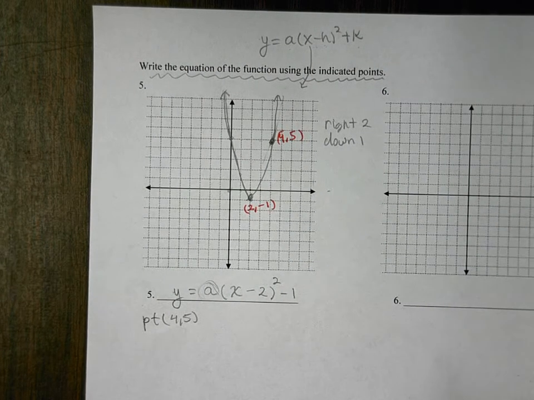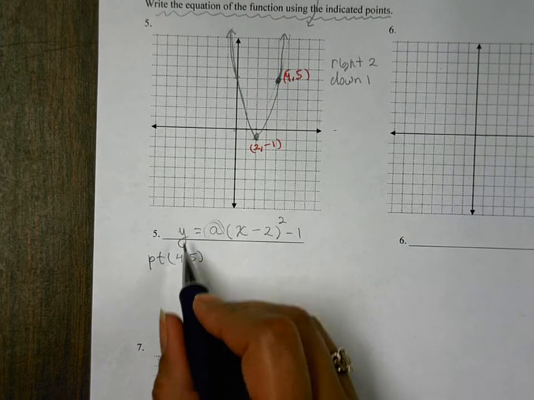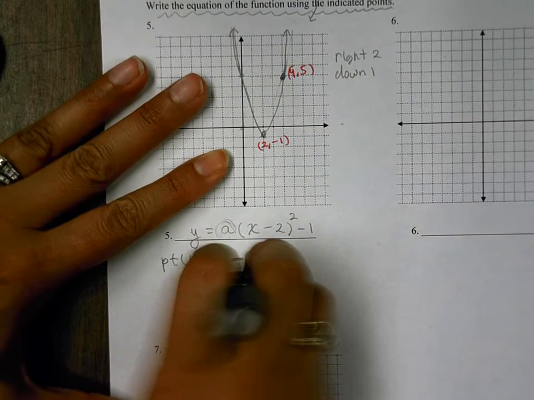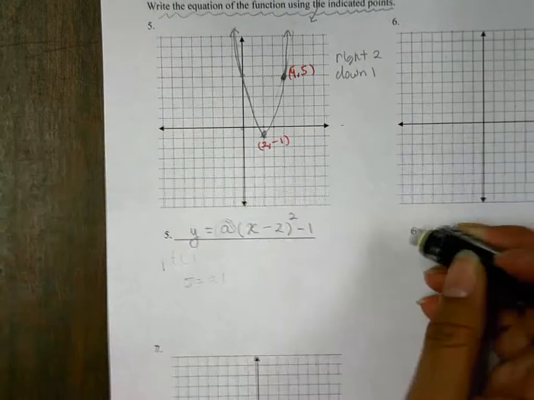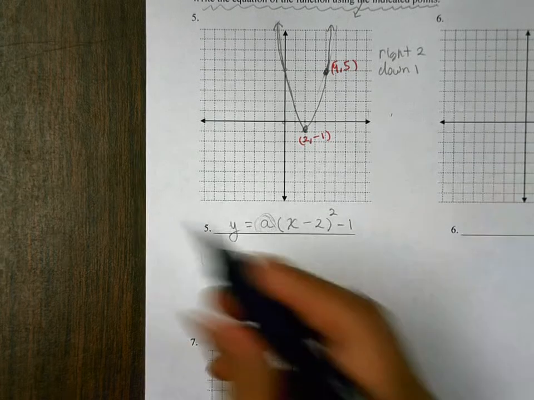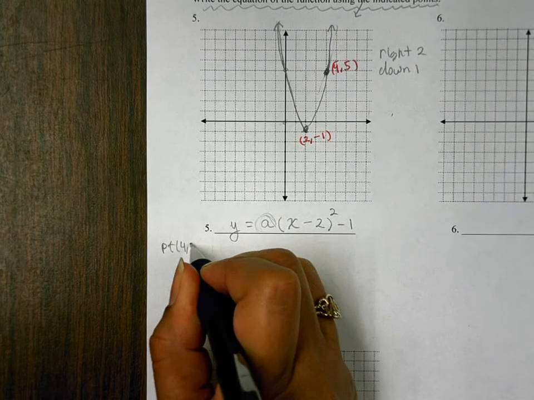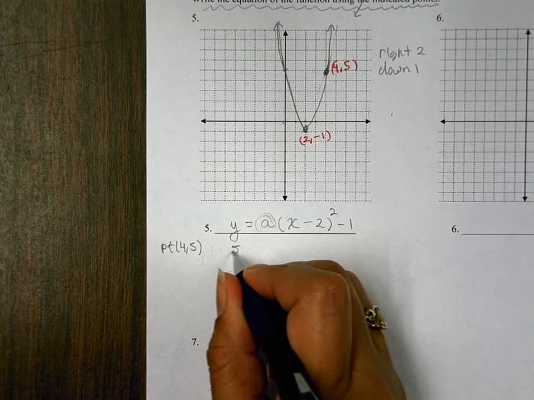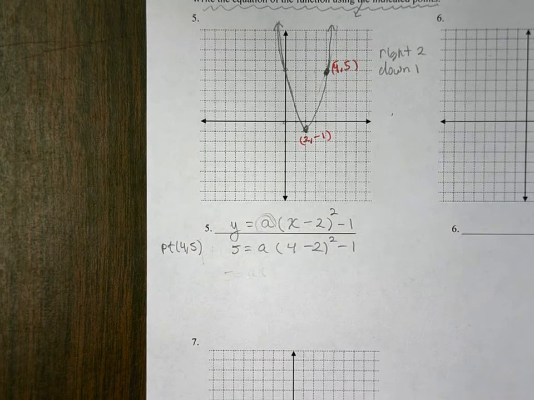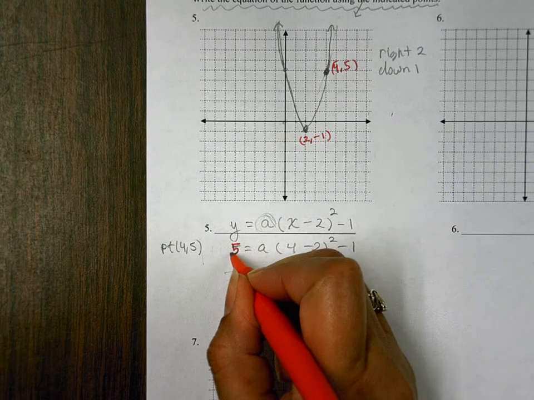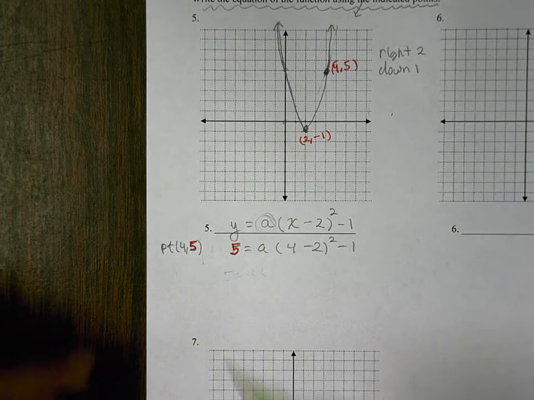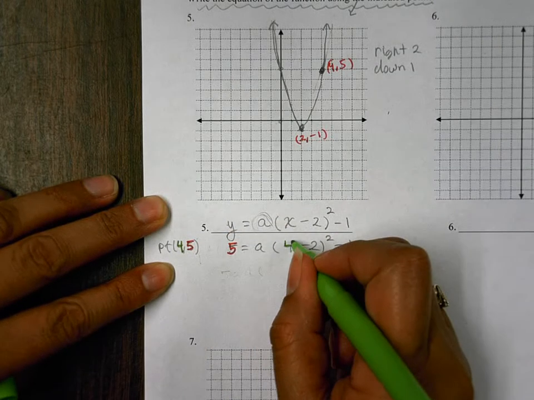And what we're going to do is plug it in for x and y. So for y, I'm going to plug in 5. I am going to move this up so I do not run out of room. All right, so point is 4, 5. And I'm going to have 5 equals a, x is 4 minus 2 squared minus 1. Okay, so I plugged in 5 because that was the y value, and I plugged in 4 for the x value.